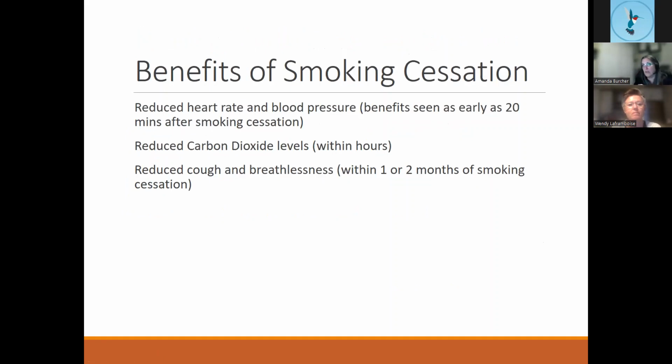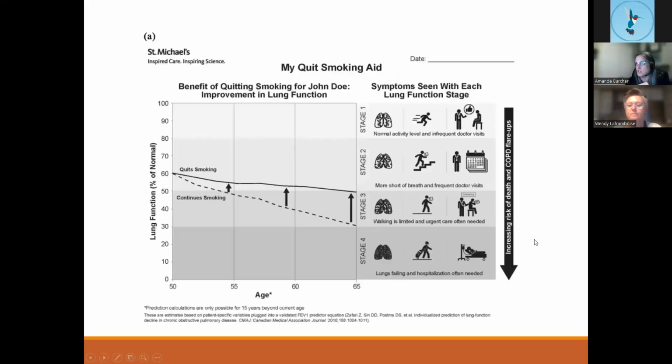A reduction in heart rate and blood pressure can occur as early as 20 minutes after they've stopped smoking. Reduced CO2 levels can occur within hours. And reduced cough and sensation of breathlessness can occur within 1 or 2 months of quitting smoking. So if you're working with a palliative care patient who has a longer trajectory, it could perhaps behoove us to put a bit more effort into working with them about smoking cessation.